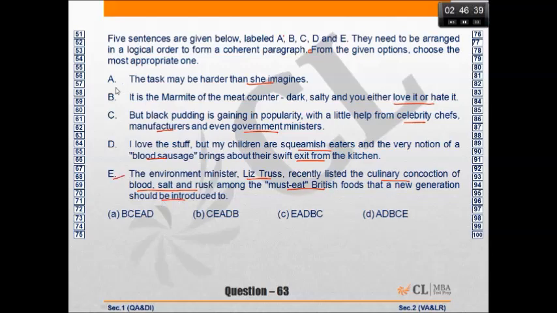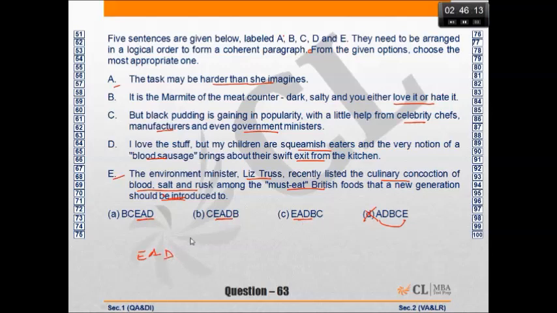Very obvious. E and A have to be connected. That is what she wants, but the task may be harder than what she imagines. So E, A have to be together. Let's look at the choices. E, A, E is not there. Choice D is incorrect. Okay. Let's see what should be there after that. Oh, the choices tell me EAD have to be together. EAD, EAD, EAD. So let me not worry about D at all.